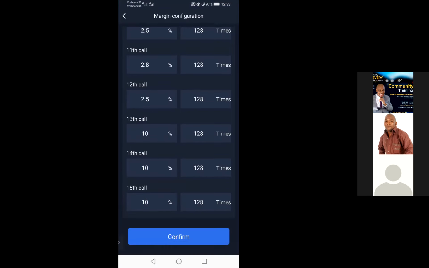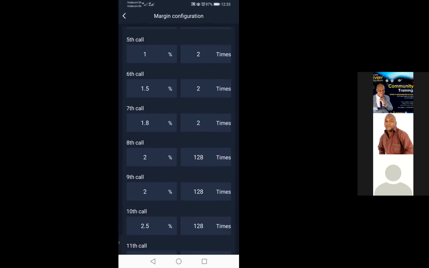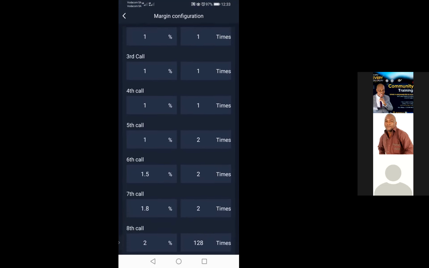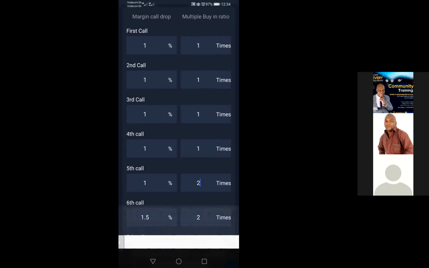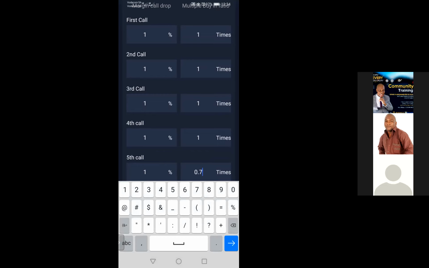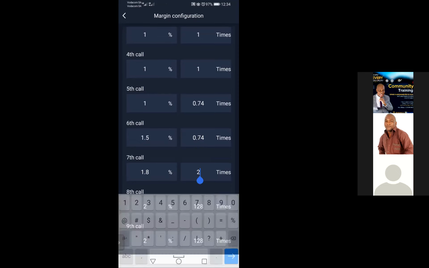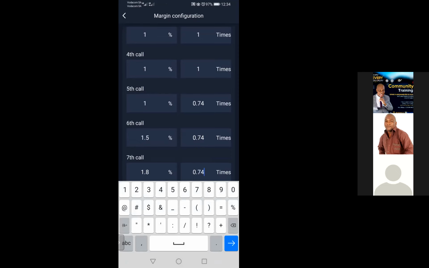Then on the other side, the multiple buy-in ratio is 0.74. That 0.74 is our first buy-in amount multiplied by 0.74, which gives us $11.10. Okay, I start on number 5. Correct. And $11.10 is a lot of money in South Africa.